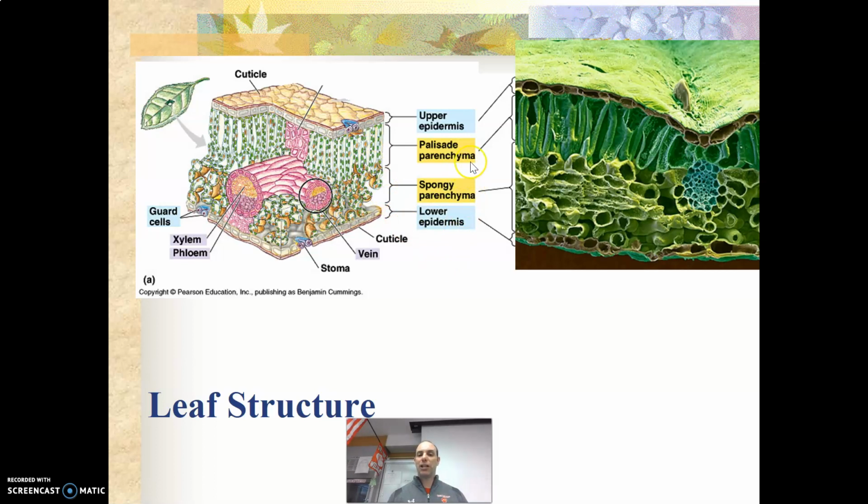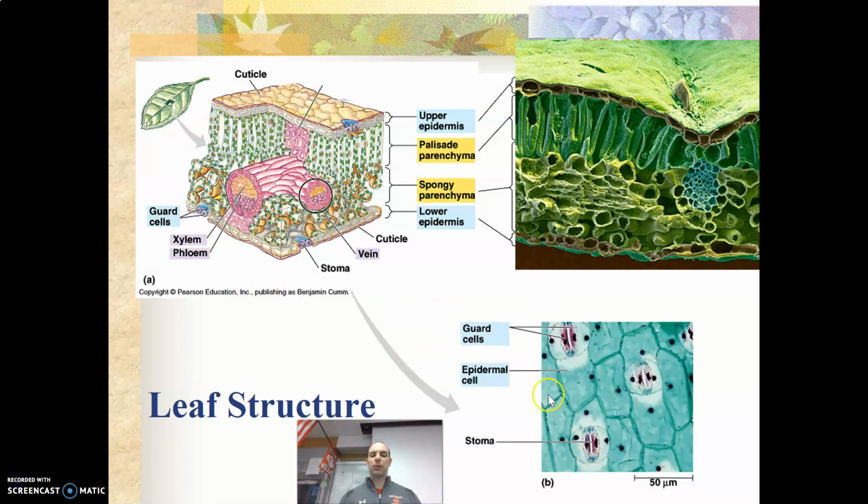You've got the palisade parenchyma layer, a spongy parenchyma layer, and a lower epidermis. You get the cuticle on the bottom too. You see there is a vein and a stoma, which is an opening, xylem and phloem. Phloem is for food, xylem is for water, and guard cells. Somebody did a guard cell during your presentation of specialized cells. You're going to need this information to do the activity later on today.